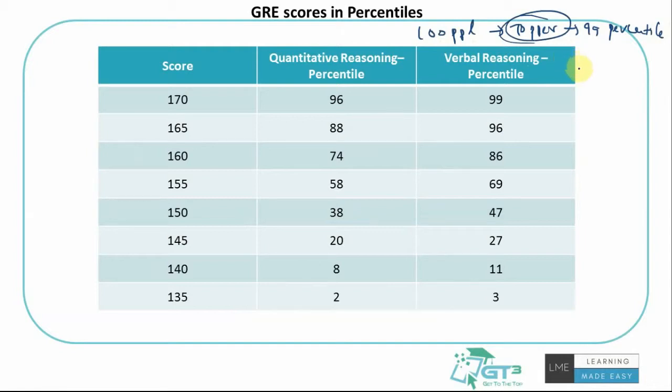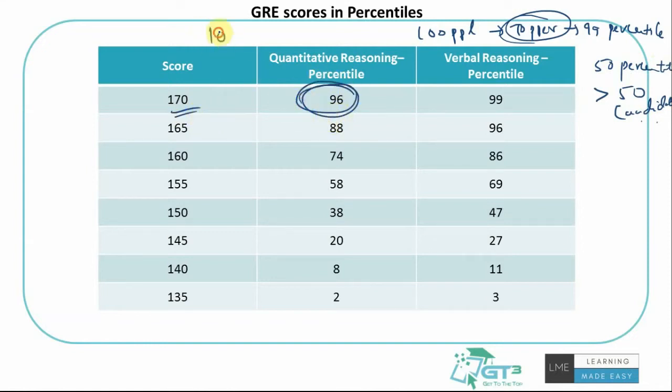If I score 50 percentile, what do I mean by that? My score is better than 50 candidates who have taken the exam. That's basically the percentile. If you see the quantitative reasoning, a full 170 out of 170 is scored by almost 4% of the candidates who take the exam.